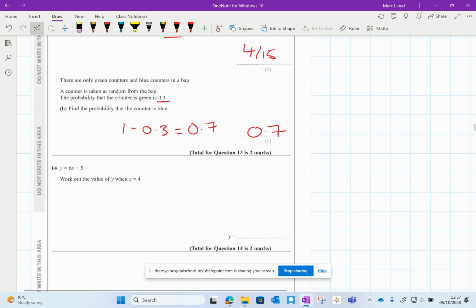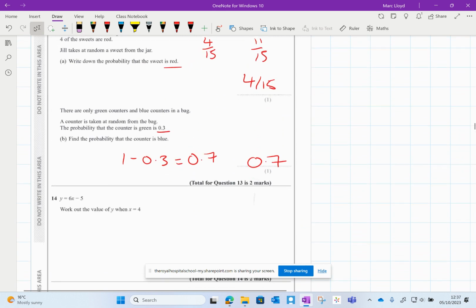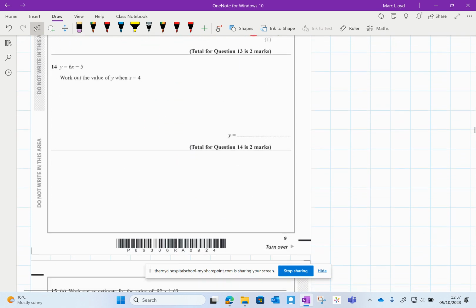Question 14. I'll check I'm getting them right. Work out the value of y when x is 4. So y equals 6 lots of 4. And then we take 5 away. 6 times by 4 is 24. And then subtract the 5 gives us 19.